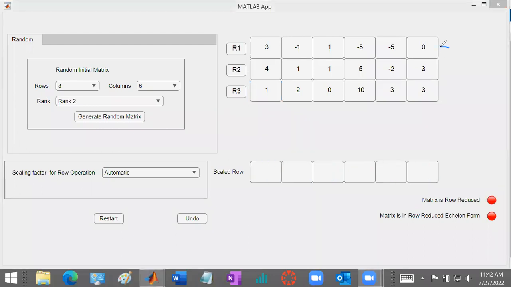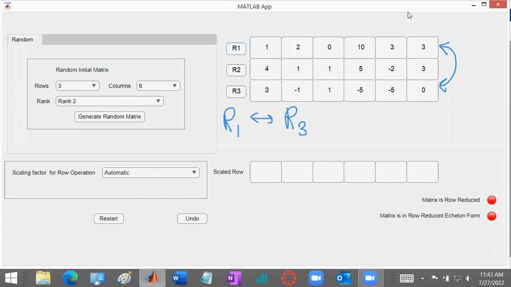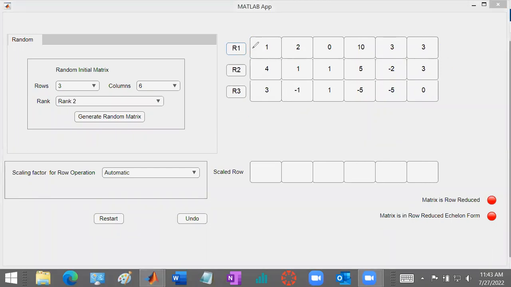Now we're going to interchange these two rows so that my pivot is up here on top. So we'll do row 1 interchange with row 3. The way we do that is click these. So now we have our pivot here on top, just like we wanted. Now we're going to use this pivot to clear these out.